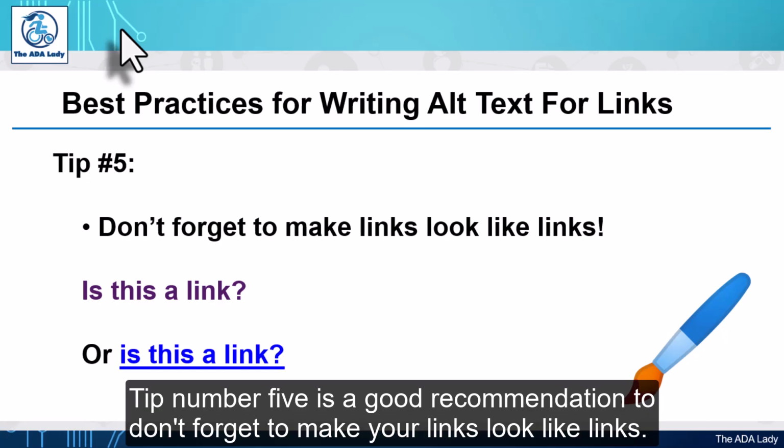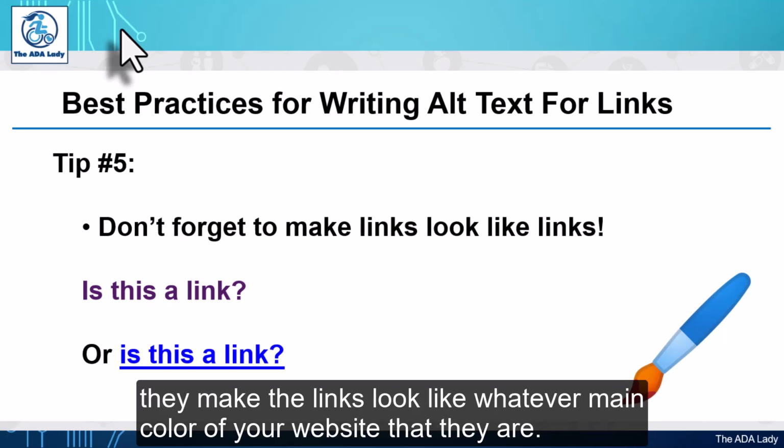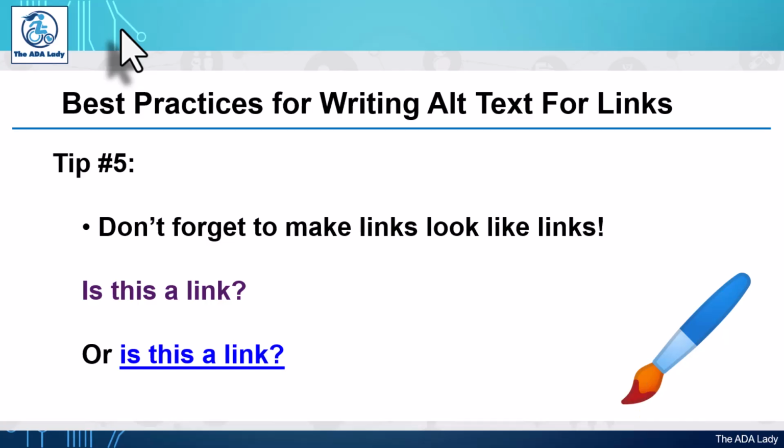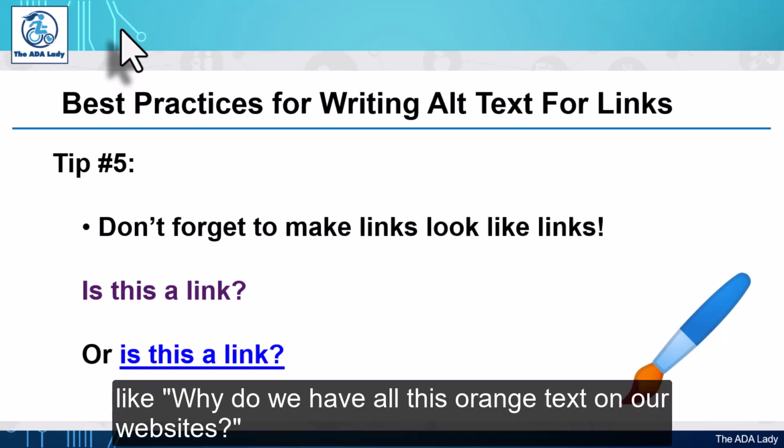Tip number 5 is a good recommendation to not forget to make your links look like links. There are some web platforms out there that kind of do forced CSS styling where they make the links look like whatever main color of your website that they are. I find this really confusing as a sighted reader. I'm like, why do we have all this orange text on our websites?